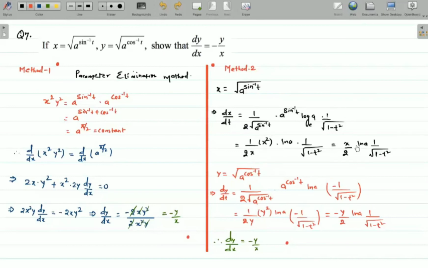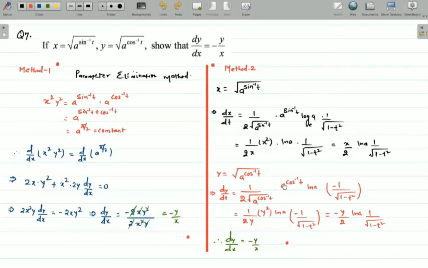I'll cancel one power of x. Then we'll get this. Similarly, y is given to us. Again, we'll use the chain rule here. So this, with respect to a to the power cos inverse t, will give you this. Again, cos inverse t, a to the cos inverse t with respect to cos inverse t will give you this into ln a. Again, cos inverse t will give you this.